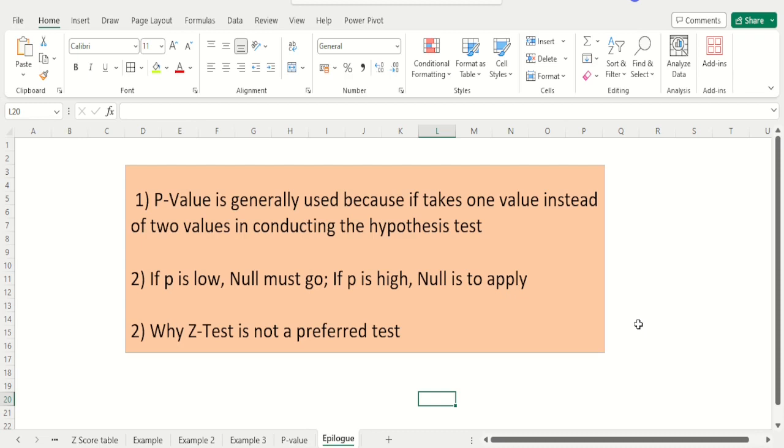Okay, so that was a quick recap of what we covered today. Hopefully it was interesting, and you would have learned the basics of hypothesis testing and why it works from this video.